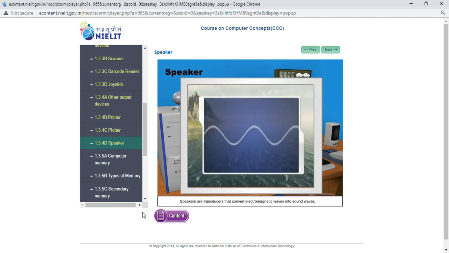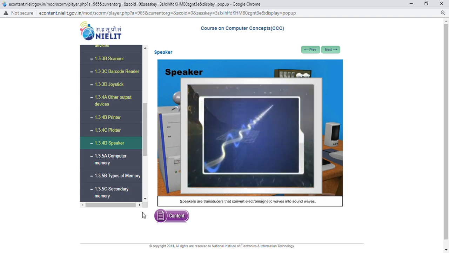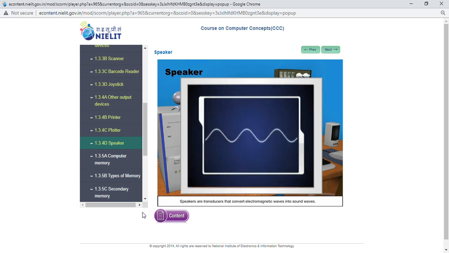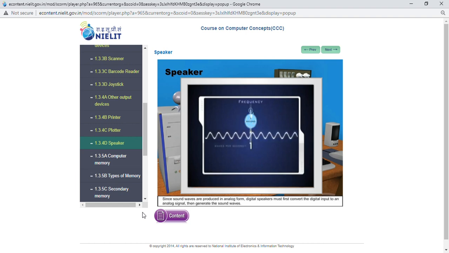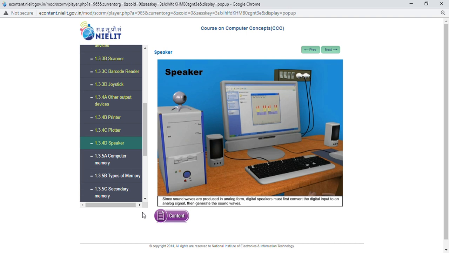Speakers are transducers that convert electromagnetic waves into sound waves. Analog speakers simply amplify the analog electromagnetic waves into sound waves. Since sound waves are produced in analog form, digital speakers must first convert the digital input to an analog signal, then generate the sound waves. The internal amplifiers require an external power source, usually an AC adapter.